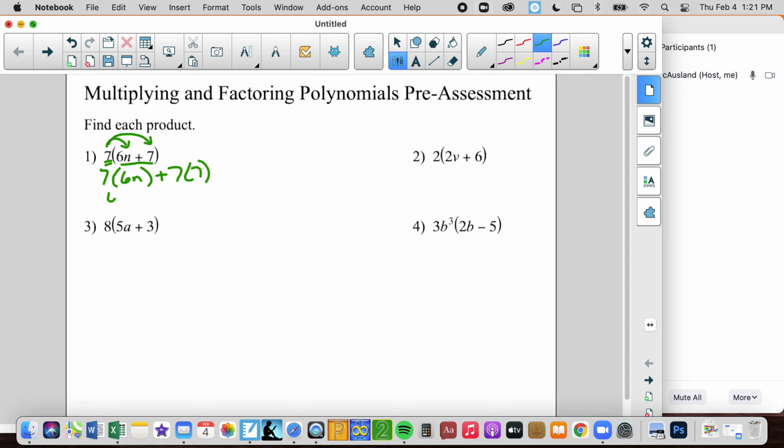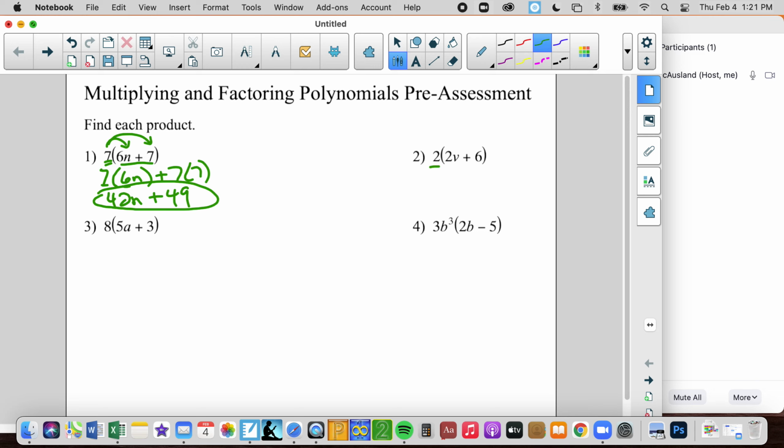7 times 6n gives us 42n. We multiply the constants, and then we multiply the variables. Since there's only one variable, it comes down. And then 7 times 7 is 49. So my answer would be 42n plus 49. We'll again do that with each of these distributions.